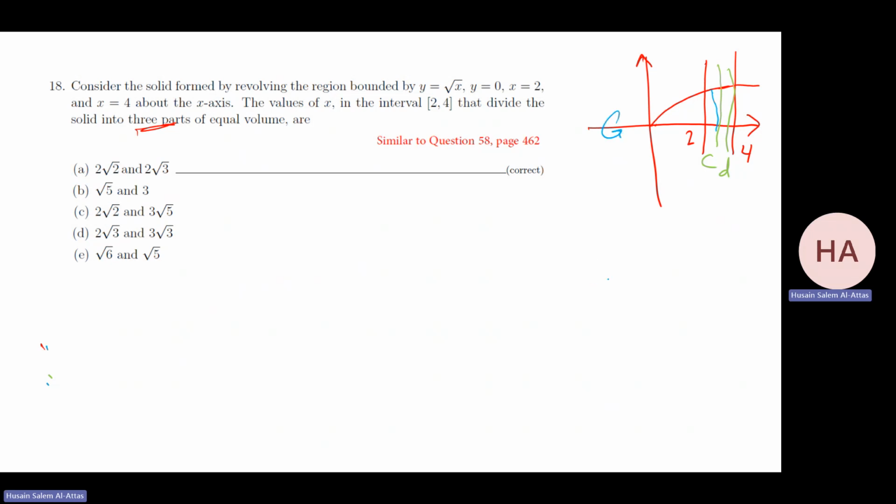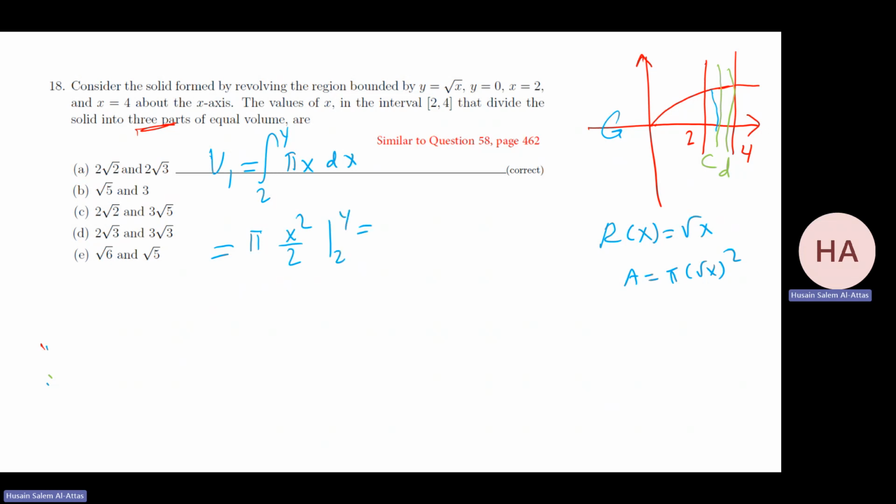So R of x will be square root of x. The area will be pi times square root of x squared. So we'll find the full volume, from 2 to 4 of pi x dx. So I have pi x squared over 2 from 2 to 4. If we do the calculation, that will be 16 over 2, which is 8, minus 2. That would be 6 pi.